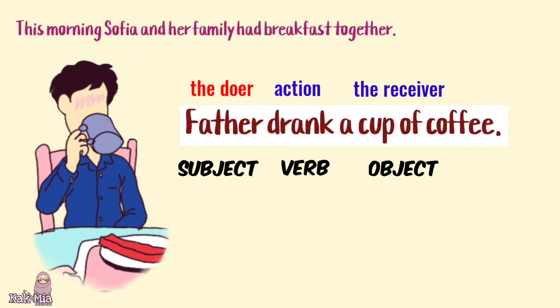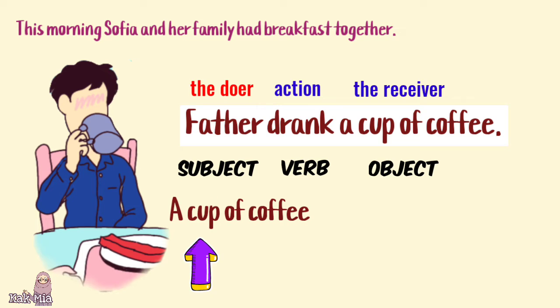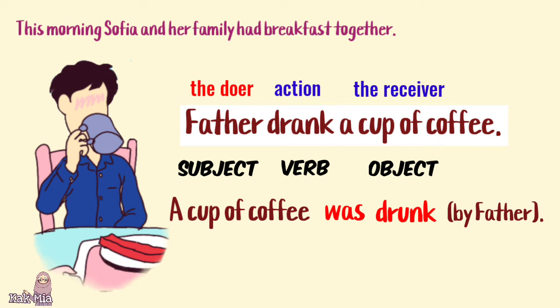Now, let's write down the receiver at the beginning of the sentence, over here. After that, write down the to be, was or were. Since a cup of coffee is a singular noun, we use was. After that, write down the past participle of the verb drank. It is drunk, which is then followed by the by phrase, by father.